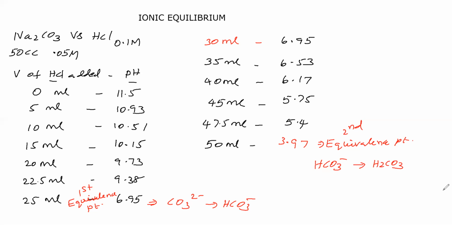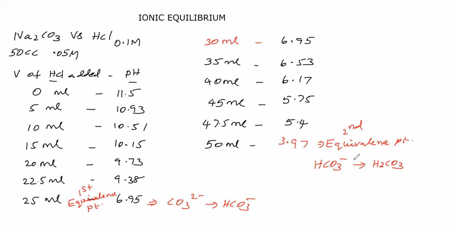It is like when you open a cool drinks bottle: at the neck, you can see brisk effervescence. That means the dissolved carbon dioxide in the cool drink comes out because of the lowering of pressure. So the bicarbonate is converted into carbonic acid, that is, into carbon dioxide and water. At this second equivalence point, all the bicarbonate is converted into carbonic acid. This is called the second equivalence point.